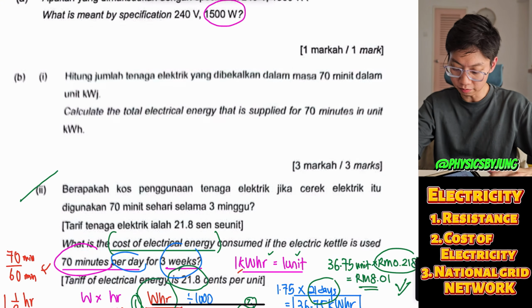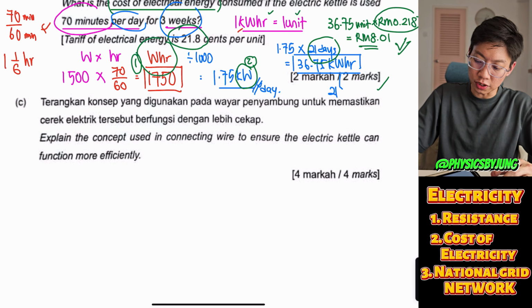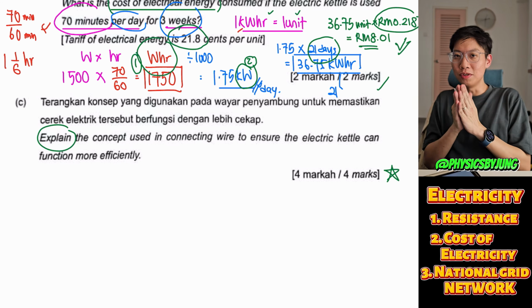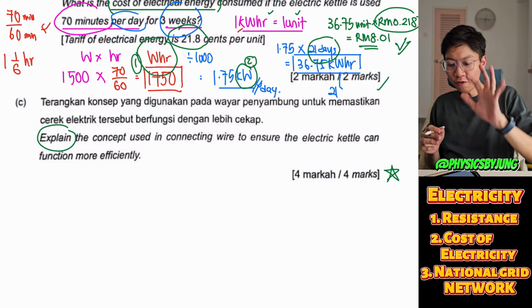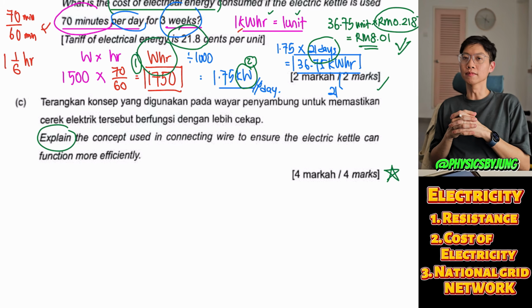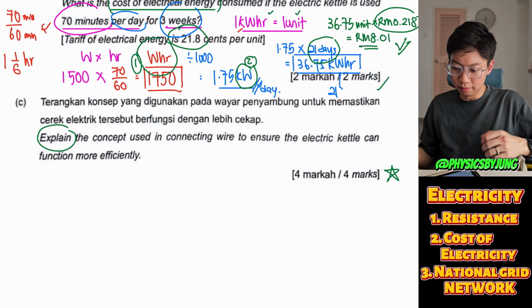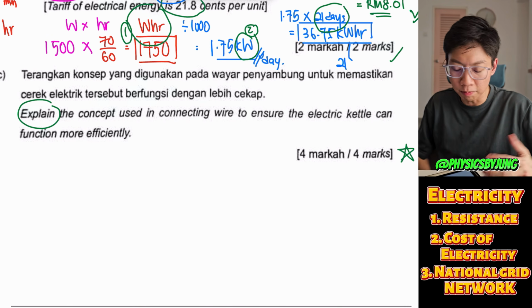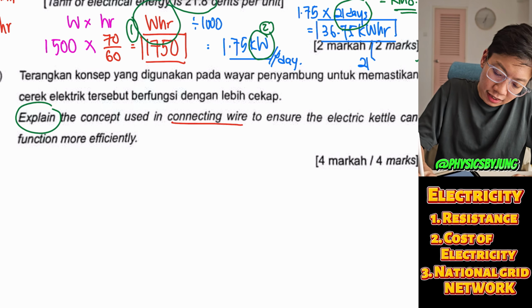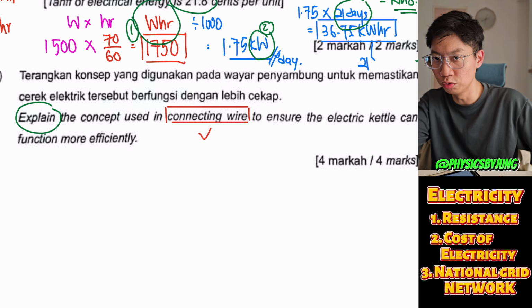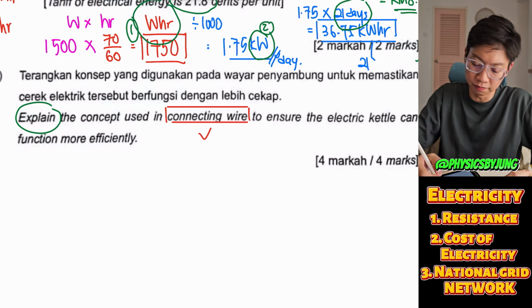Okay, so bonus question. One more bonus question. If you see this question, which is an explain 4 marks essay, it is always students' biggest weakness. I'll give you 5 seconds to read the question first before we continue. Now, explain the concept used in connecting wires to ensure the electric kettle can function more efficiently. So, connecting wire, guys, does it need to produce heat or not? Let's have a look.